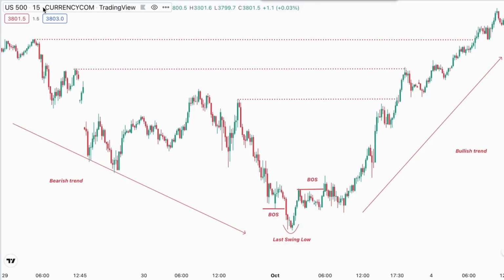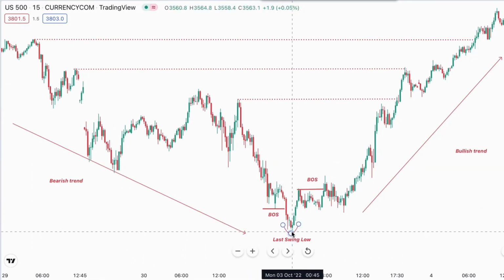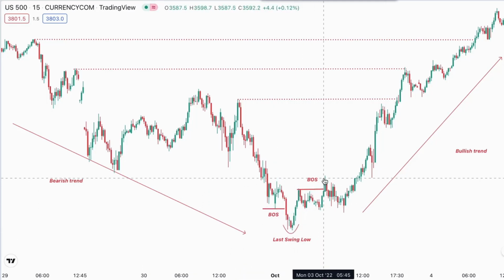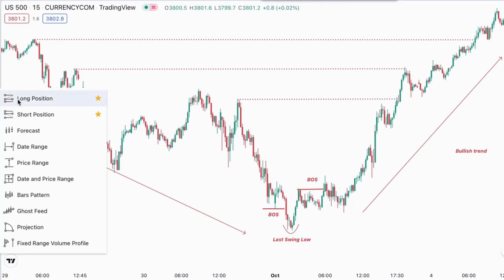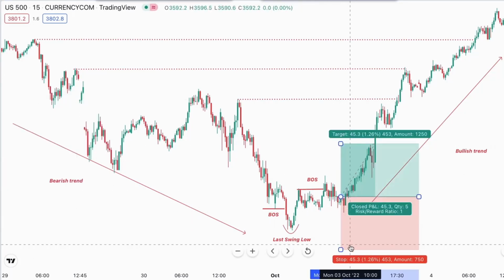In this second example, we are using a US 500 15-minute chart. Price was bearish, creating lower lows until reaching this last swing low. We have a bearish break of structure first, followed by a bullish break of structure as well. So obviously we have a bullish change of character. We are now interested in long entries after this last break of structure. We wait for the retracement to happen before taking our entry. The target should now be the liquidity resting above the previous swing highs.